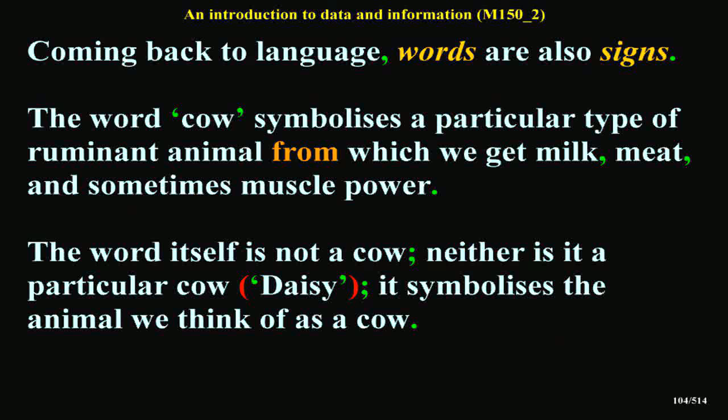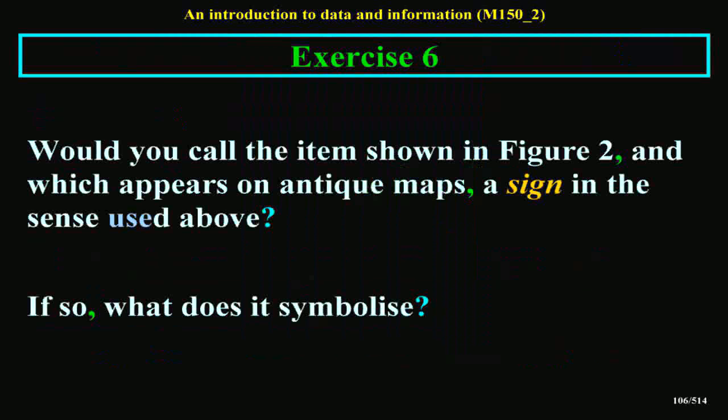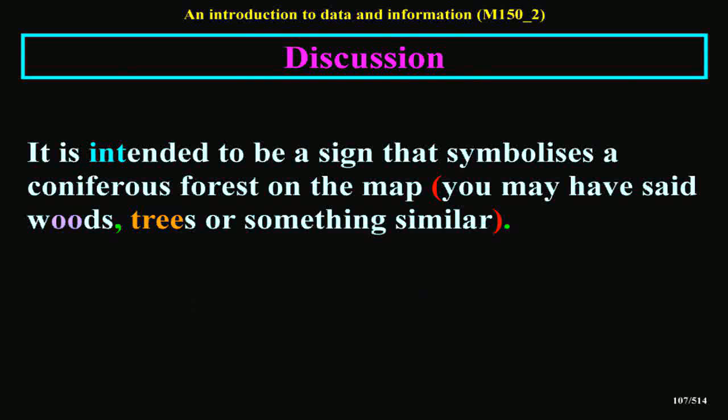Neither is it a particular cow daisy. It symbolizes the animal we think of as a cow. Figure 2 is from a map by Olaus Magnus, Swedish cartographer, 1539. Exercise 6. Would you call the item shown in Figure 2, and which appears on antique maps, a sign in the sense used above? If so, what does it symbolize?